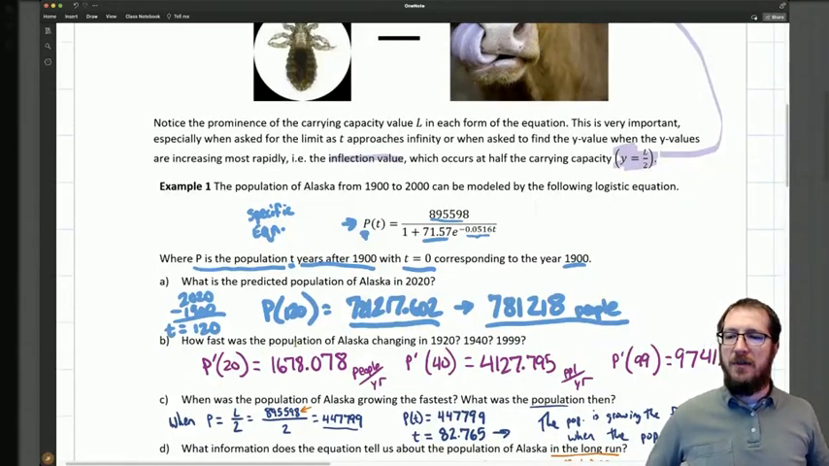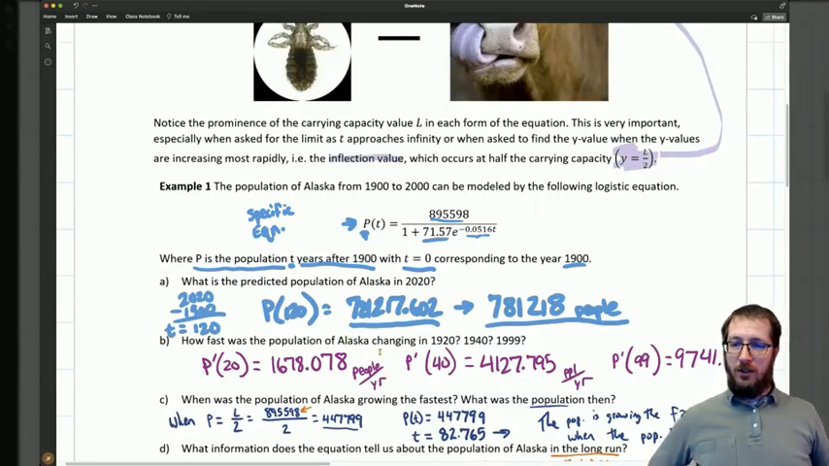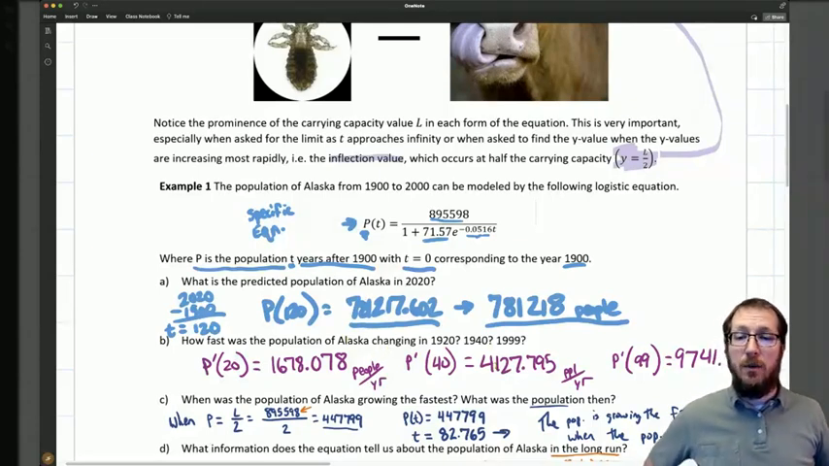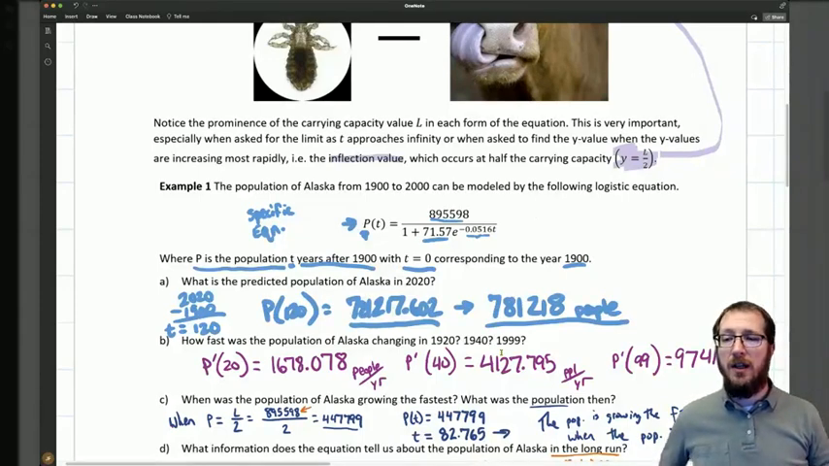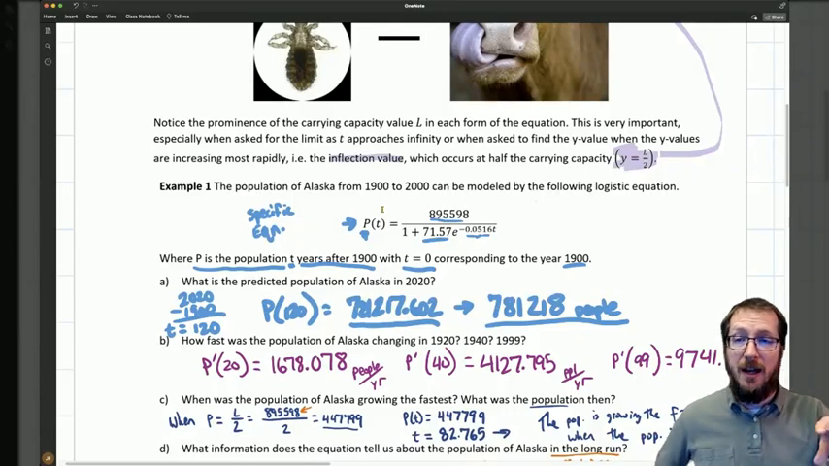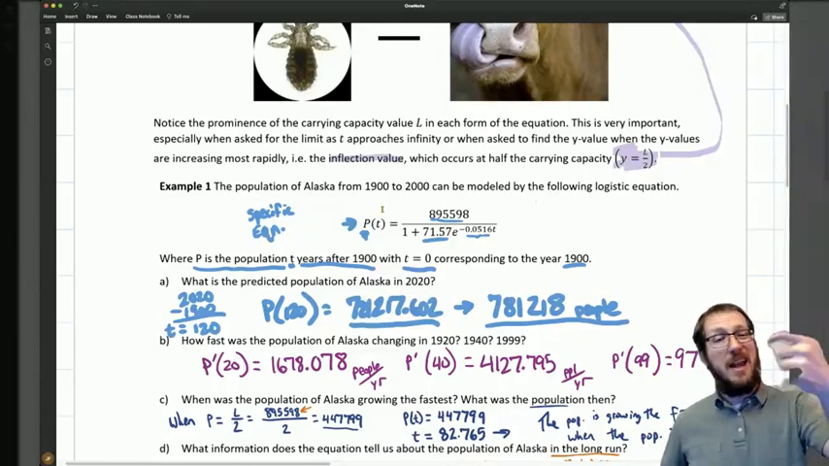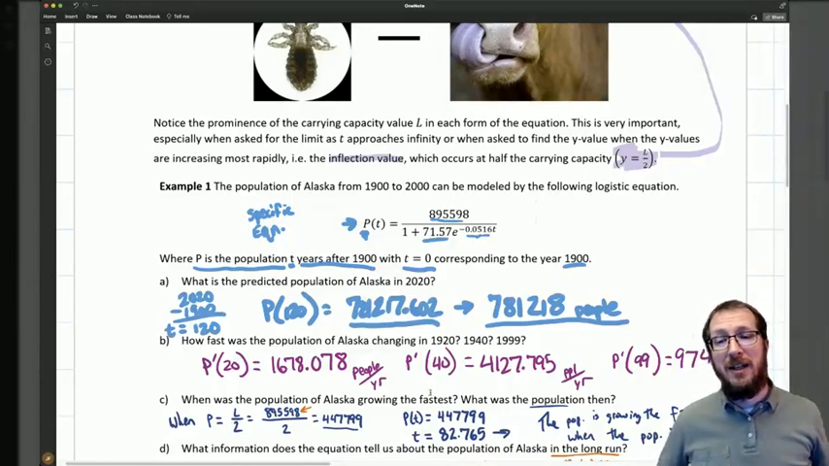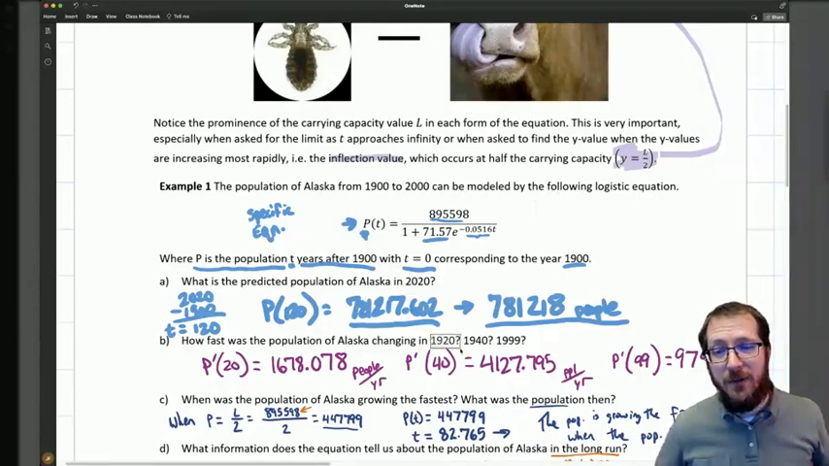B, how fast was the population of Alaska changing in 1920, 1940, and 1999? All right, how fast was the population changing? That's a rate question. So we need to look at the rate. So we need to look at essentially P prime. If we were given the dy dt, we could just plug it into that. But since we're given this and we have our calculators, we're looking at the derivative at specific points.